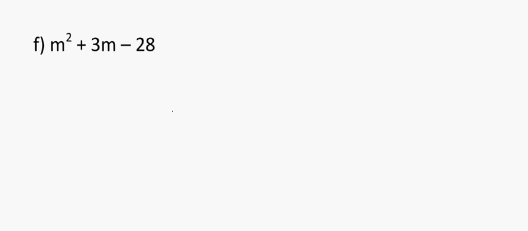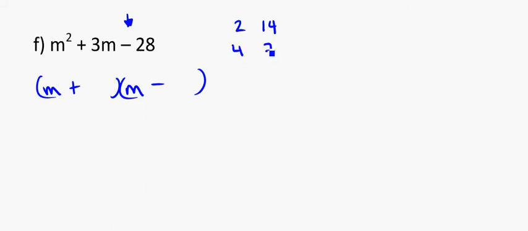Looking at another example, this time we do notice that we've got a negative at the end again. So we should be thinking one of our brackets needs to be negative, one needs to be positive. There'll be an m at the front of both. What times is 28? And we'll add to 3. Well, we could have 2 and 14. We could also have 4 and 7.